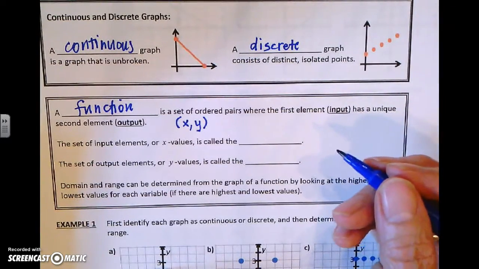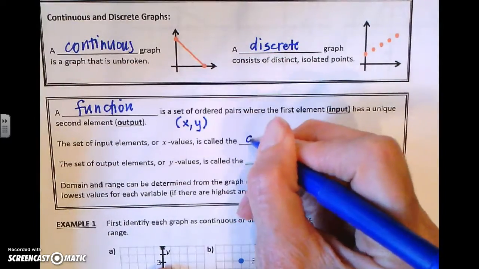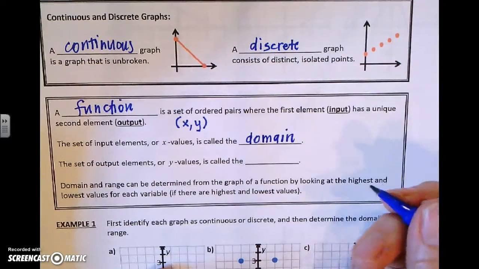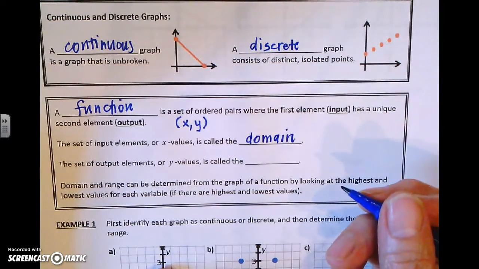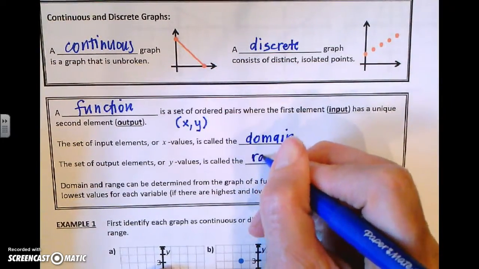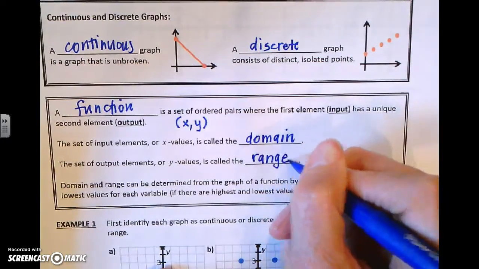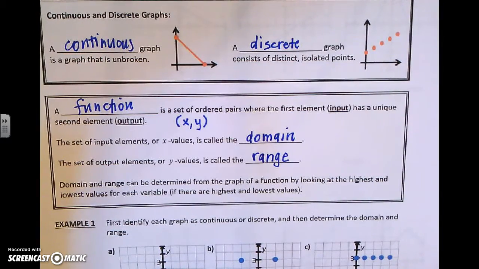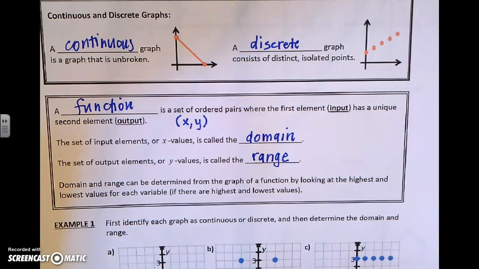The set of input elements, or x values, is called the domain. And the set of all the output elements, or the y values, is called the range. The domain and range can be determined from the graph of a function by looking at the highest and lowest values for each variable, if there are highest and lowest values. So we're going to look through some examples that are all just a little bit different.